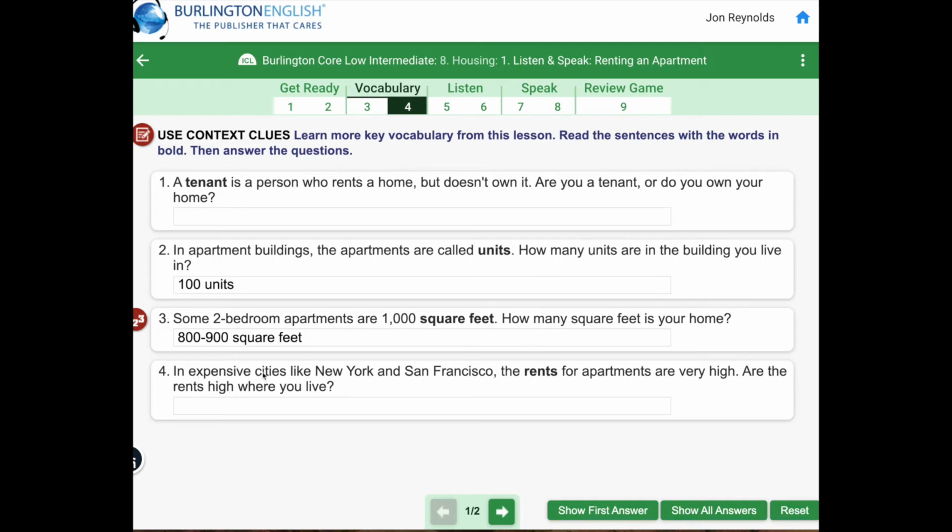Now, in expensive cities like New York and San Francisco, the rents for apartments are very high. Now, in the city, maybe the city where you're from, where the rent's high, Cincinnati is not too expensive. I would say that probably most rents around here, depending on how big the place is, are probably anywhere from $800 to $1,000 a month. But that would depend on the size. You probably can find much cheaper. But that's probably a pretty average rental cost for a lot of places.